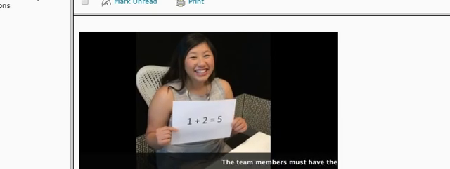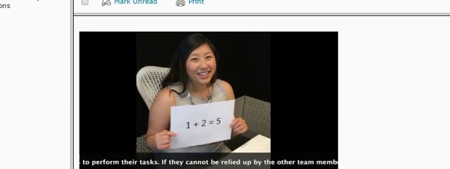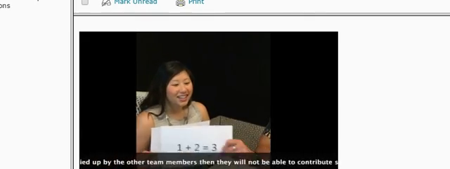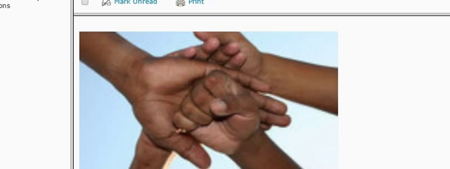A competent team. The team members must have the right skills to perform their tasks. If they cannot be relied upon by the other team members, then they will not be able to contribute successfully and may disrupt the rest of the team.